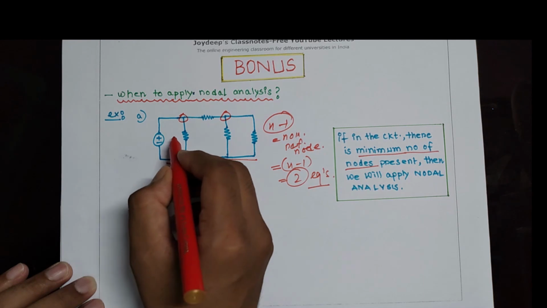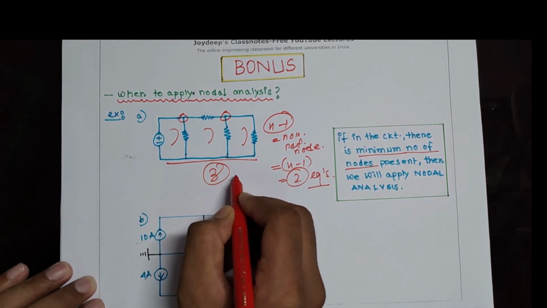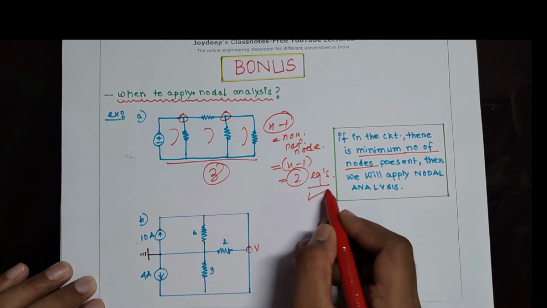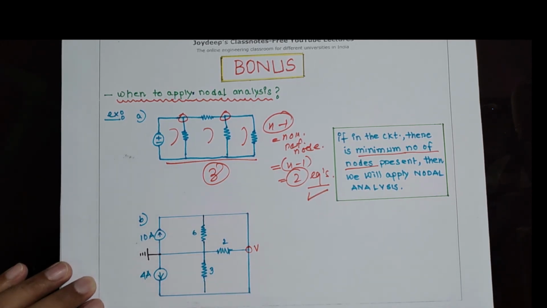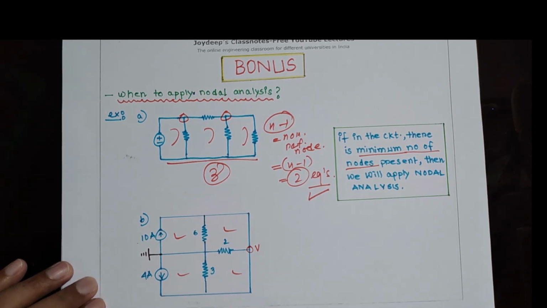If we apply mesh analysis over here, that's a mesh, that's a mesh, that's a mesh. So we have to solve 3 equations. So in this case we'll be using this. Let's take another example. In this case how many meshes are there? 1, 2, 3, 4. So we have to solve 4 equations if we choose to do this problem with mesh analysis. But instead, if we do this with nodal analysis, there is only one non-reference node present in the circuit. What is that node?